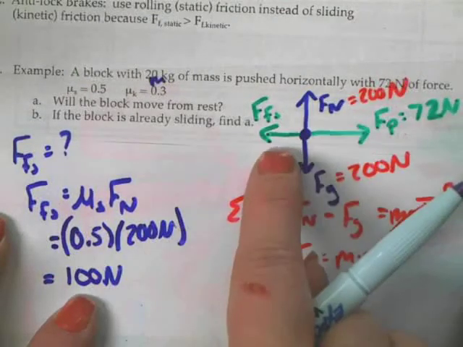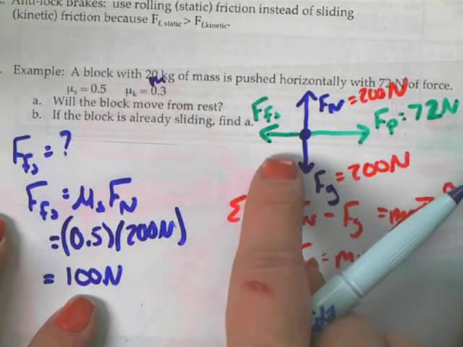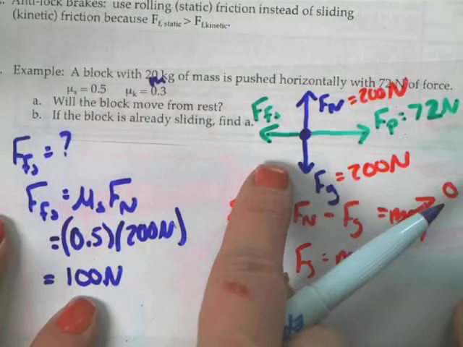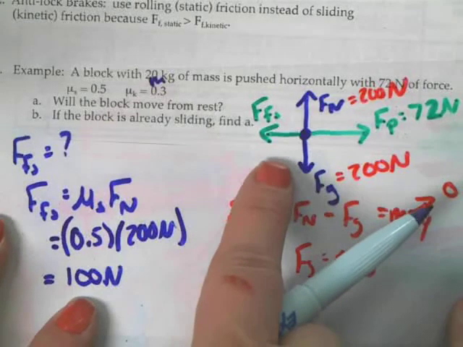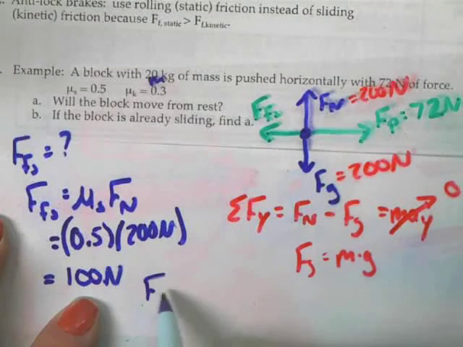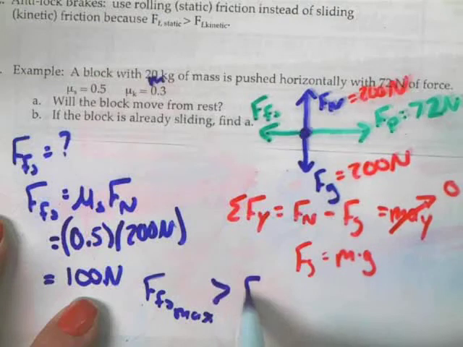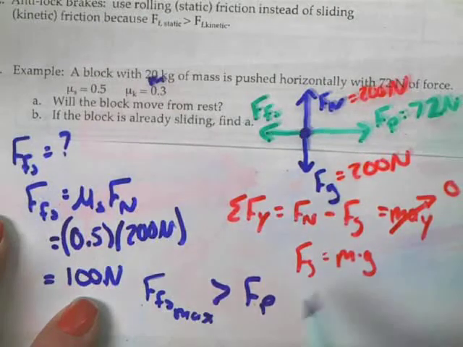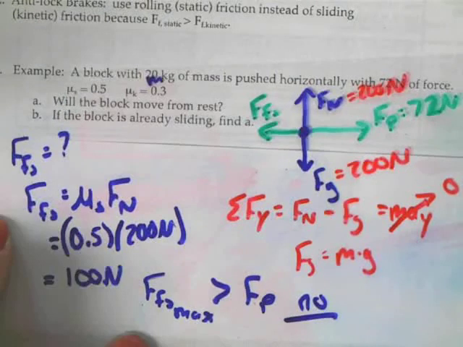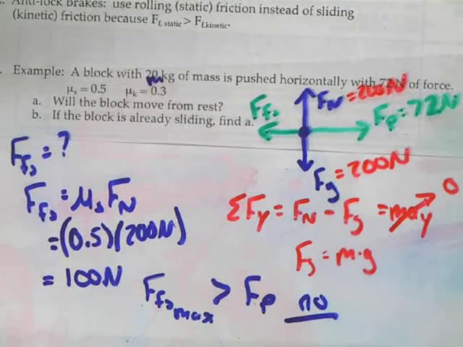Okay, we're pushing with 72 newtons. The force of static friction maximum is 100 newtons. Is 100 newtons actually pushing back right now? No. How much is actually pushing back? 72. Okay. So is it going to move? No, it's not. So how would I write that? I would say the force of static friction maximum is greater than the pull force. So no, it does not move. That's part A.